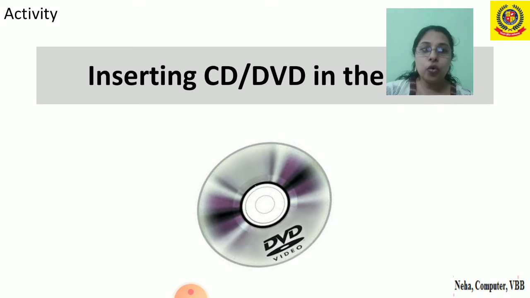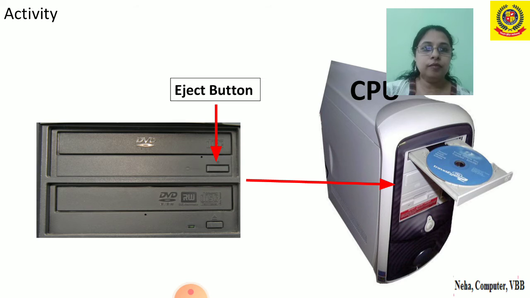And now we are going to see how to insert it on the CPU. Now you can see that this is a CPU. In a CPU, there is a button that is called the eject button. So what we have to do is press the eject button. As we press it, the tray comes out.